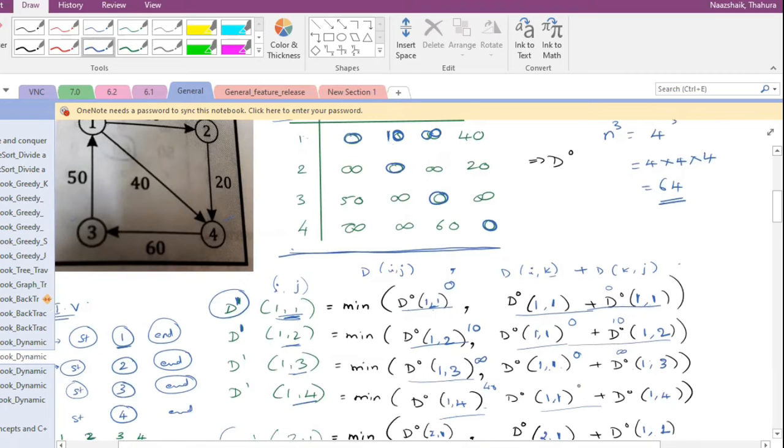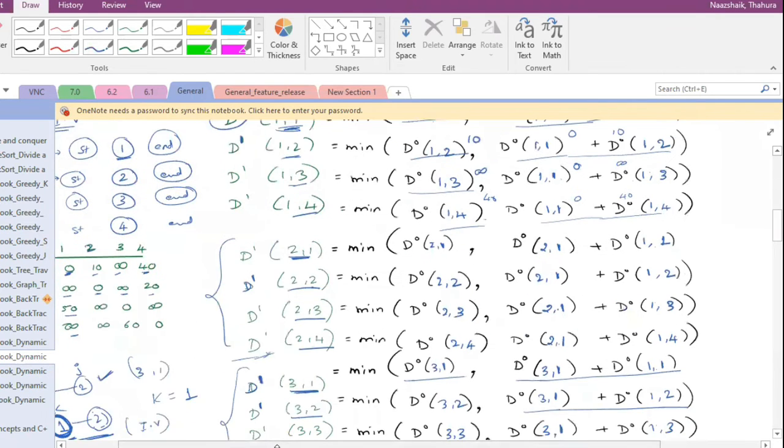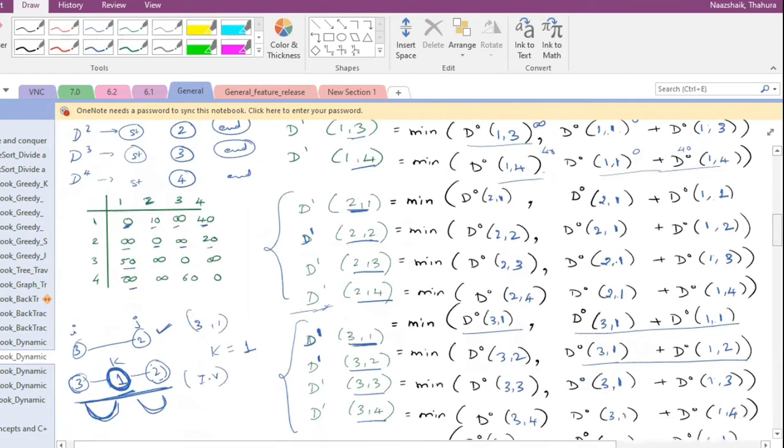And I go from 1 to 1, which is 0. 1 to 4 is also 40. So this is also nothing changing here. It's the same, right? So the same thing I've copied here to check easily.